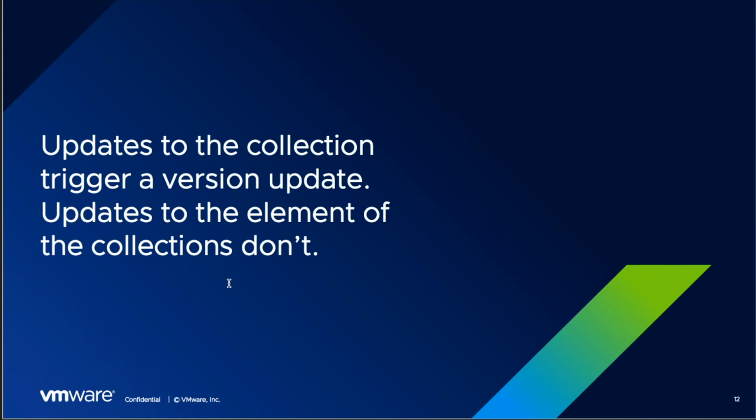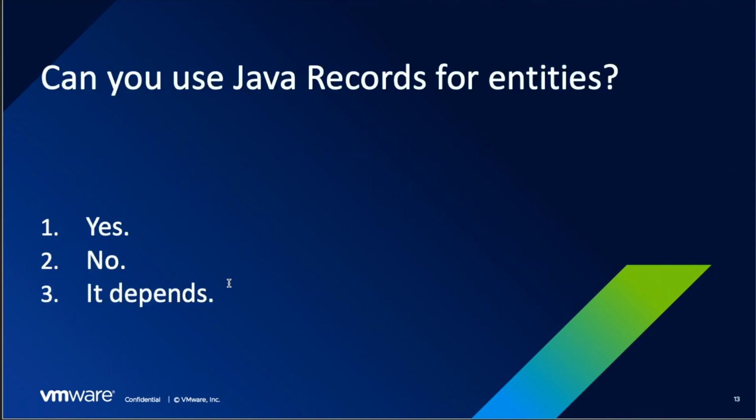So, updates to the collection do trigger a version update. Changes to elements in the collection don't. Next question. Can you use Java records in JPA for entities?